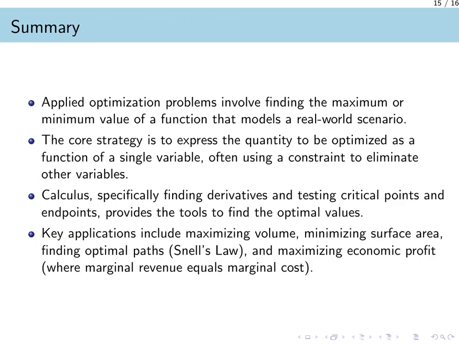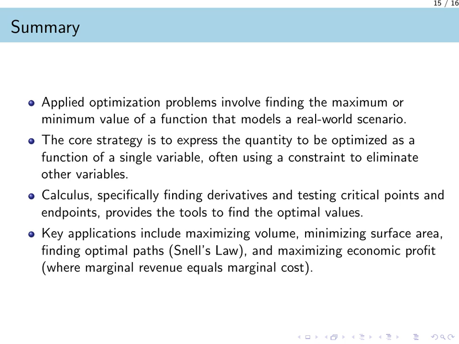Let us bring together our strategy for applied optimization, which is all about finding the best possible outcome in a real-world situation. The core idea is to translate a practical problem into a mathematical function of a single variable. We typically start with a quantity to maximize or minimize, and then use a given constraint, like a fixed amount of material, to eliminate any other variables from our equation.